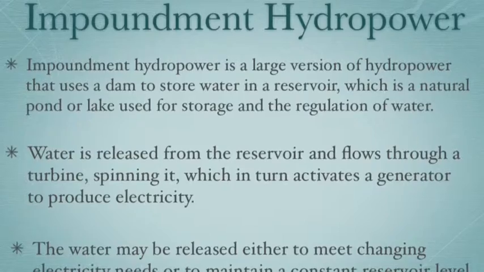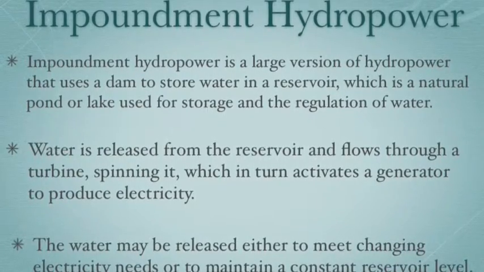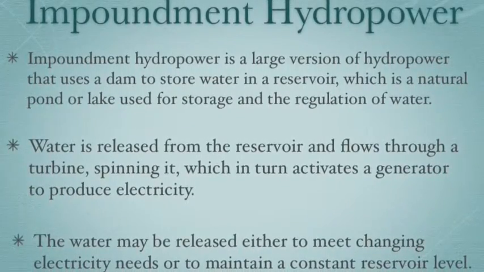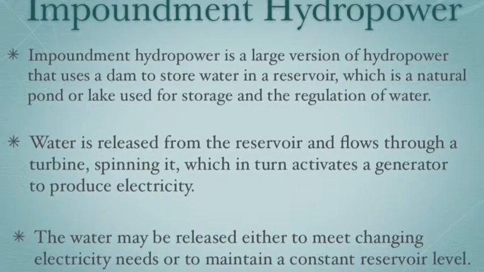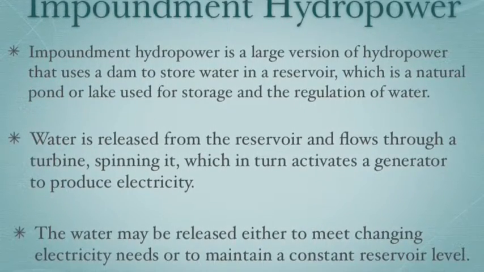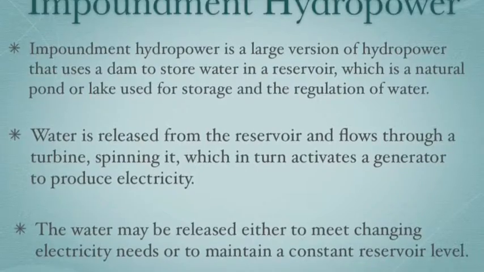Water is released from the reservoir and flows through a turbine, spinning it, which in turn activates a generator to produce electricity. The water may be released either to meet changing electricity needs or to maintain a constant reservoir level.